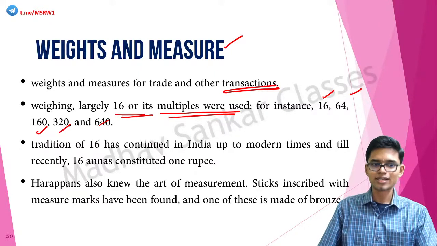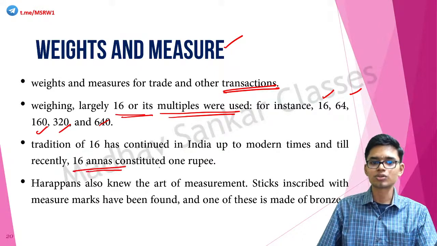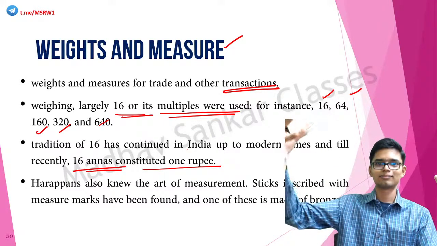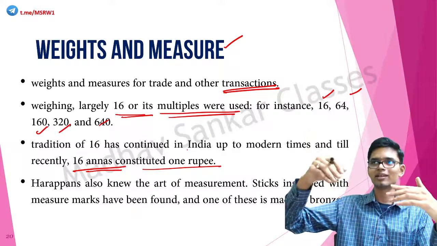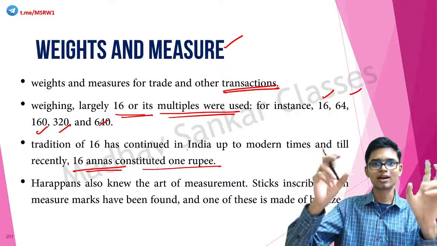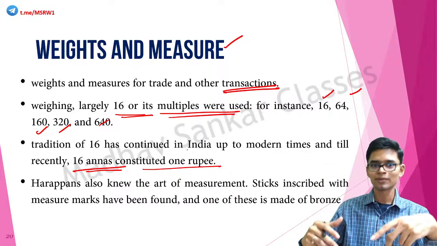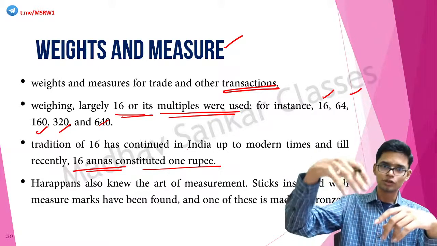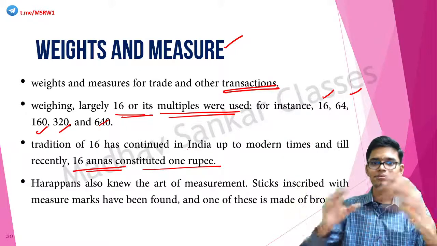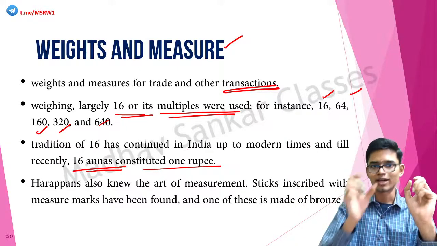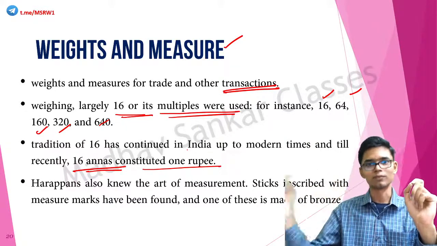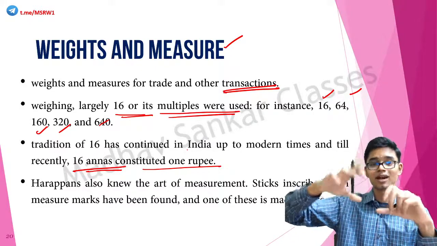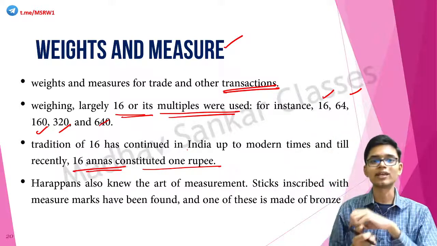In the Indian setup, 16 annas constituted 1 rupee. You can ask your parents. Even in your parents' time, this anna system was very prevalent. Now it's not there. Now the lowest denomination in India is 50 paise. But in your parents' childhood, there was this coin called anna, and 16 annas constituted 1 rupee. So this system of 16 as the base started way back from the time of the Indus Valley civilization itself.